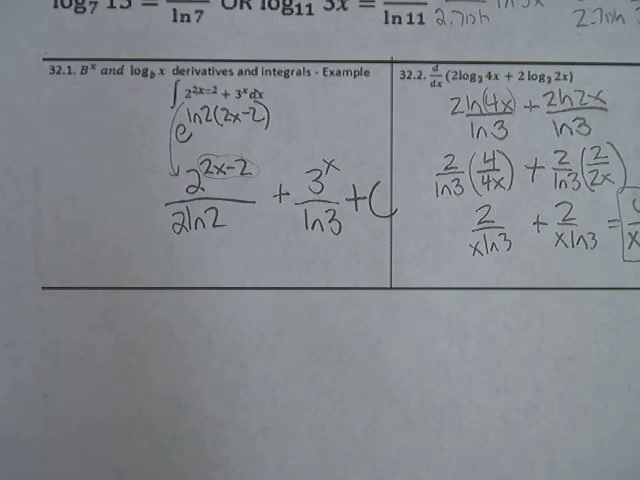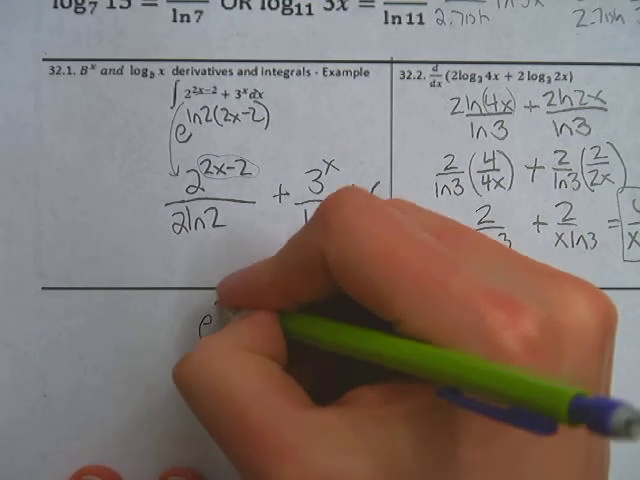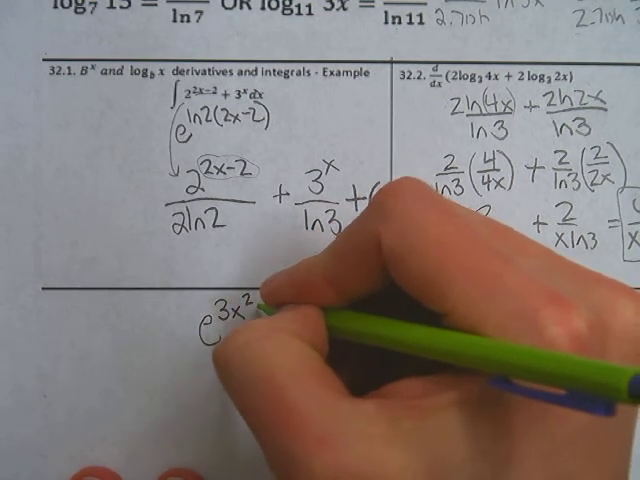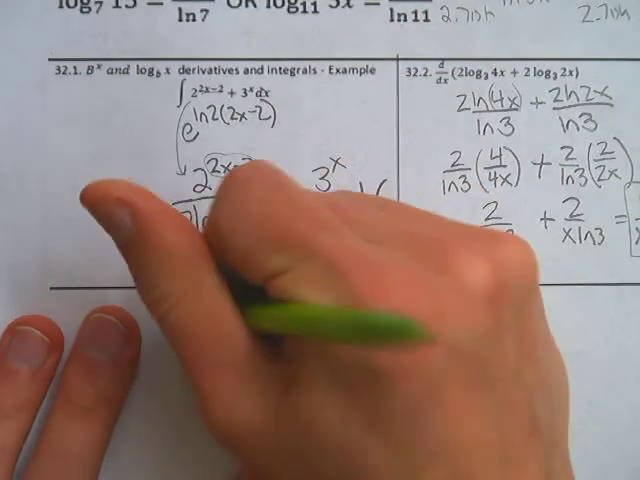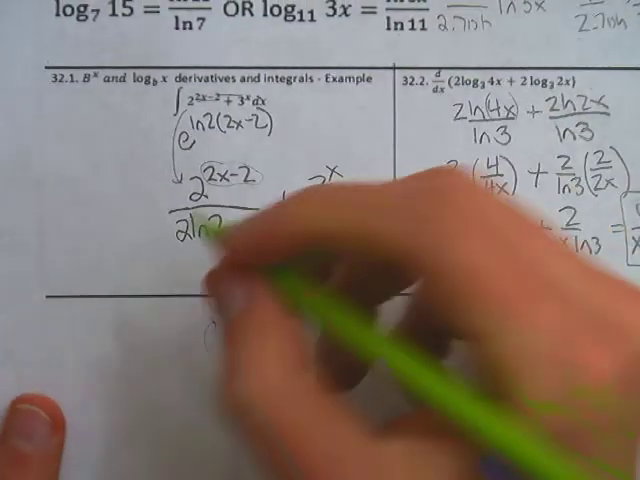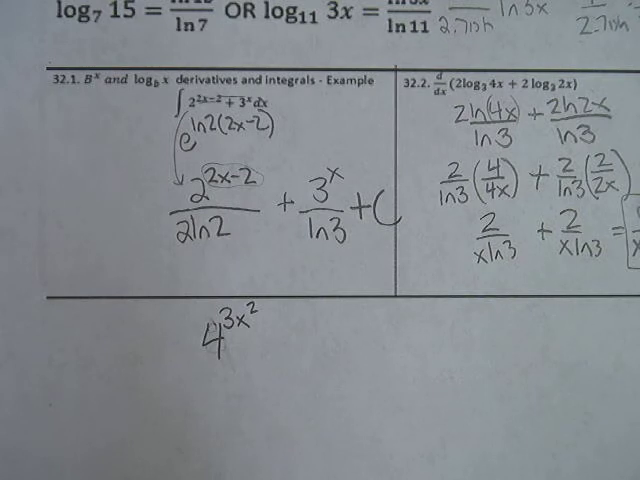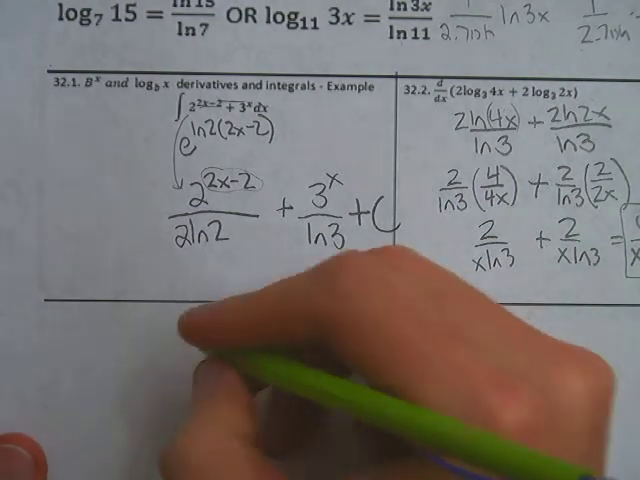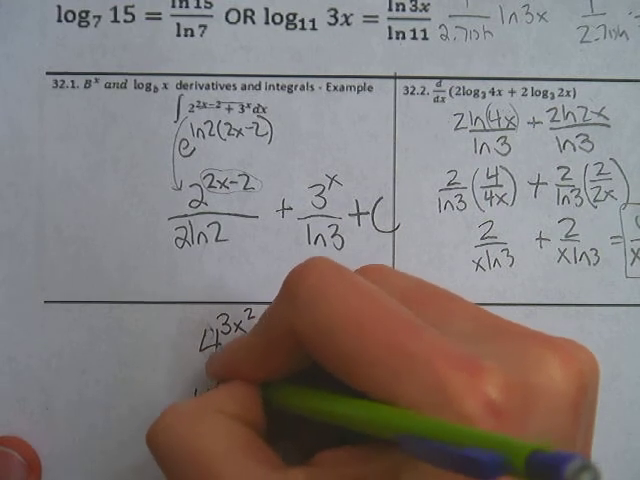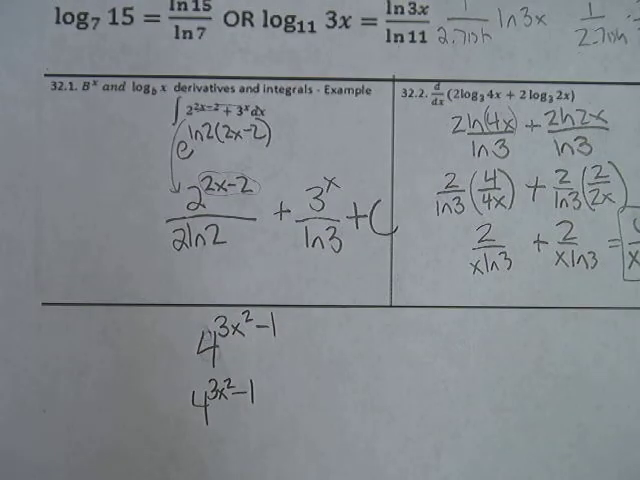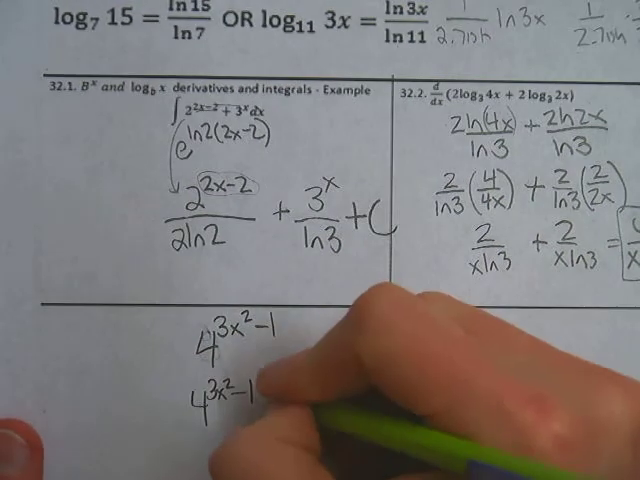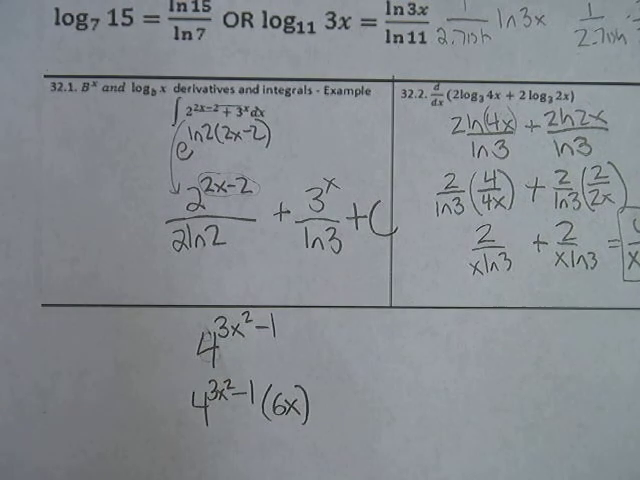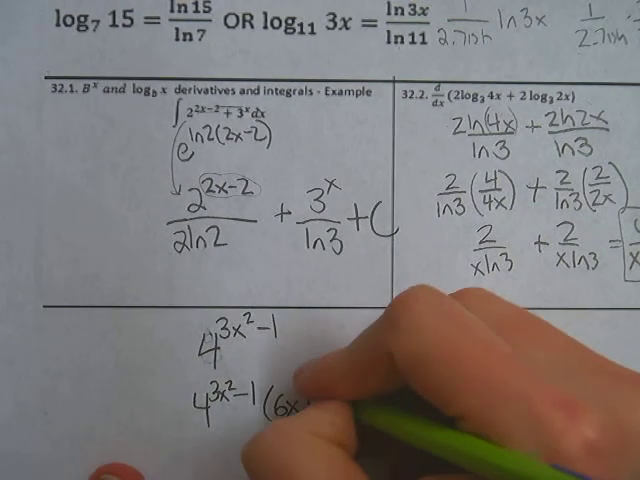because I did integrals of exponentials both times. Let's take the derivative of e to the 3x squared, or wait, not e. Let's do 5. No, 5's too useful. 4. 4 to the 3x squared minus 1. If I take the derivative of this, easy. 4 to the 3x squared minus 1 times the chain rule, 6x, times the natural log of the base, natural log of 4.